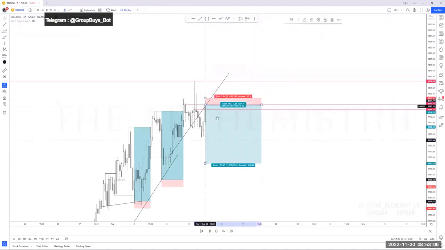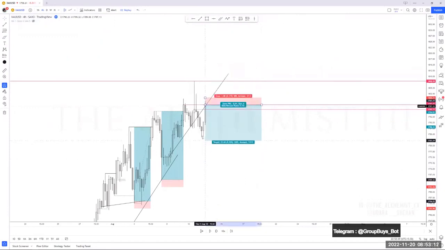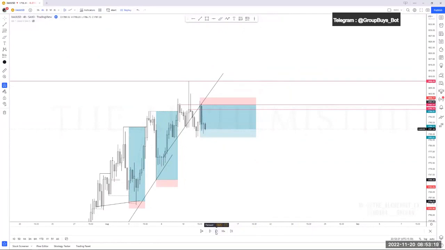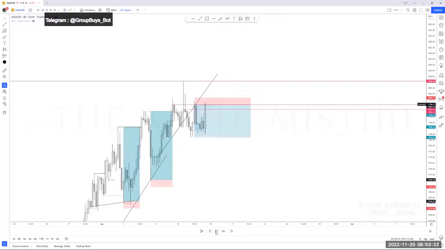So yeah, I did sell it here. I had a 30 pip stop loss once again, like I told you, and wanted to target these areas first. Yeah, it did come down. See that? It came down and then once again break even.